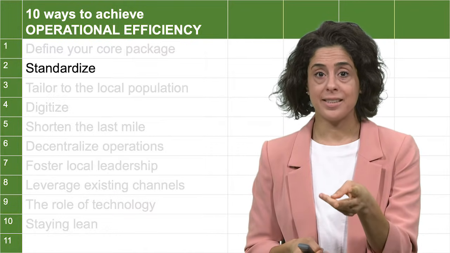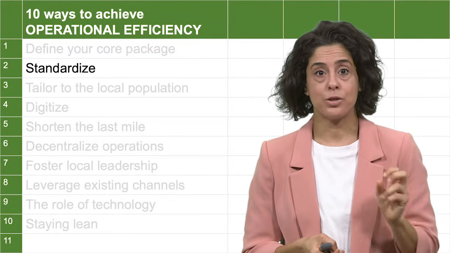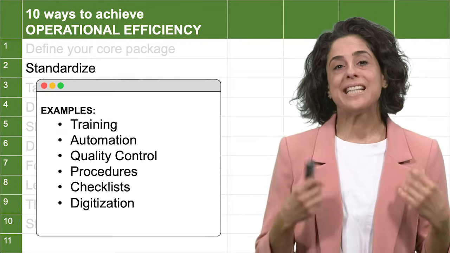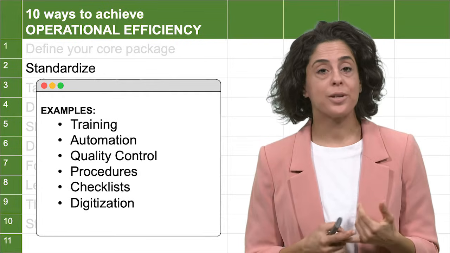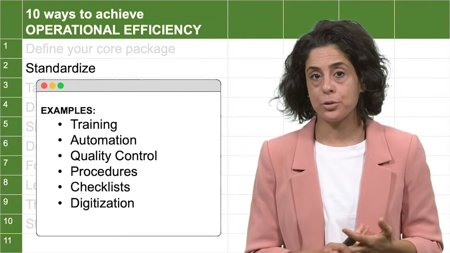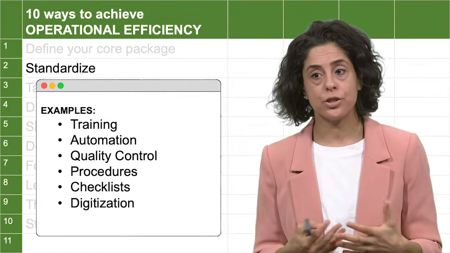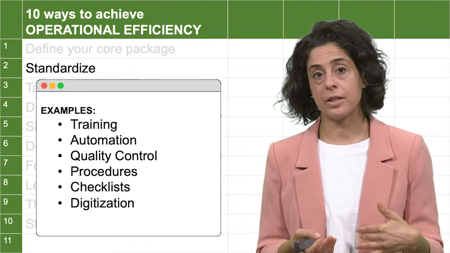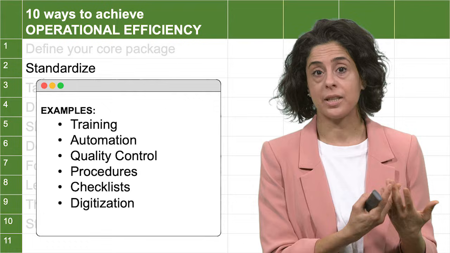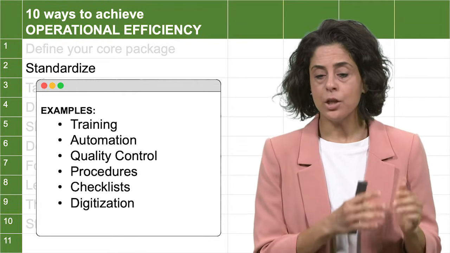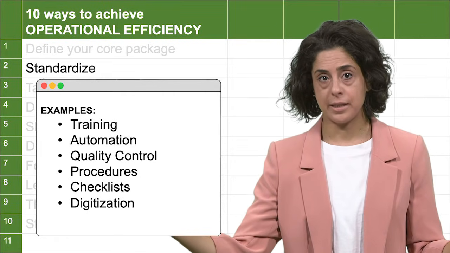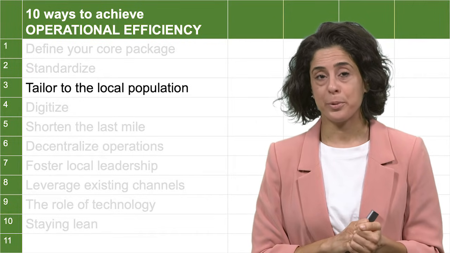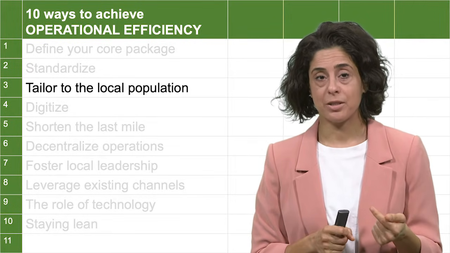Two, standardize. That's really important, is that once you define your core package, you want to find ways of standardizing it across settings. Standardization can take place through training, automation, quality control. You can have standardized procedures, checklists, etc. So many of the factors we're going to share here, like digitization, play a role in standardization. So you want to standardize across different settings, but you also want to be able to tailor to the local population, which is the next thing that I'm going to talk about.